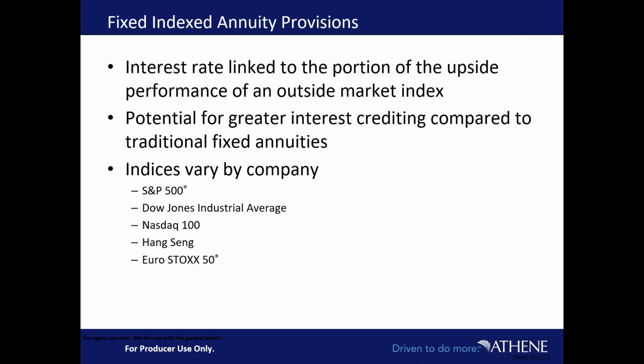compared to traditional fixed annuities. And then the indices vary by company. Most companies are going to offer the S&P 500, probably the best known index in the world. The Dow Jones Industrial Average, NASDAQ, Hang Seng, Euro Stoxx 50. There are a lot of different indexing options available.